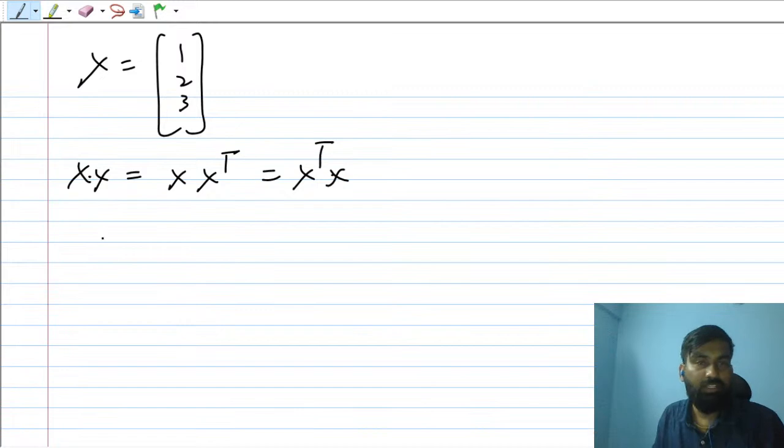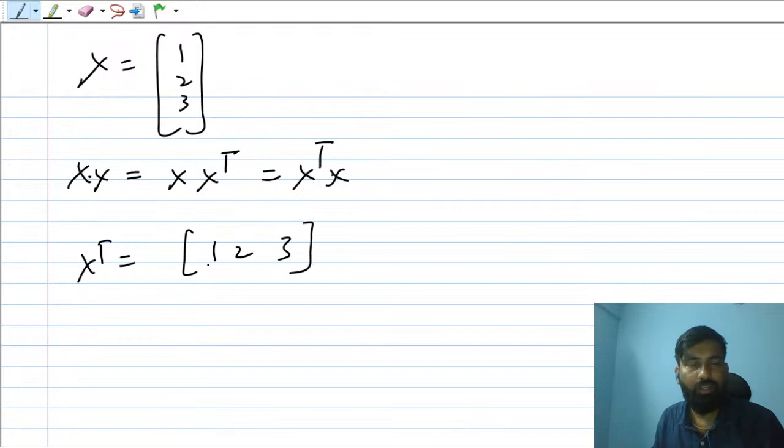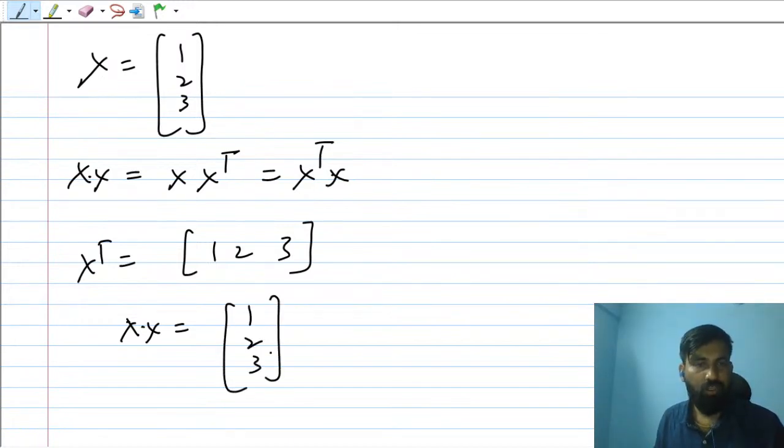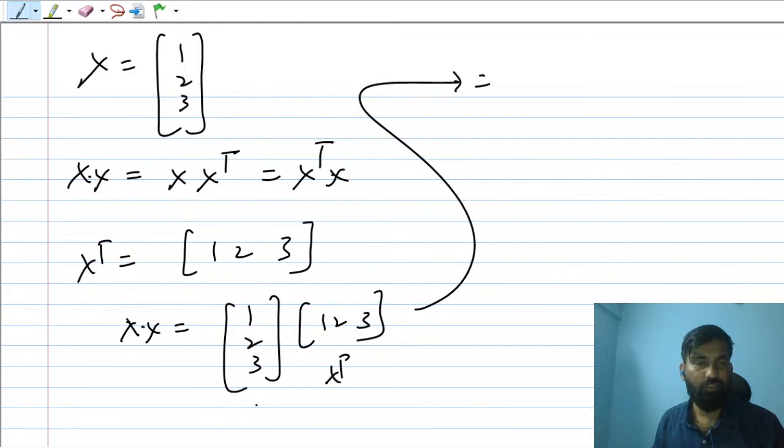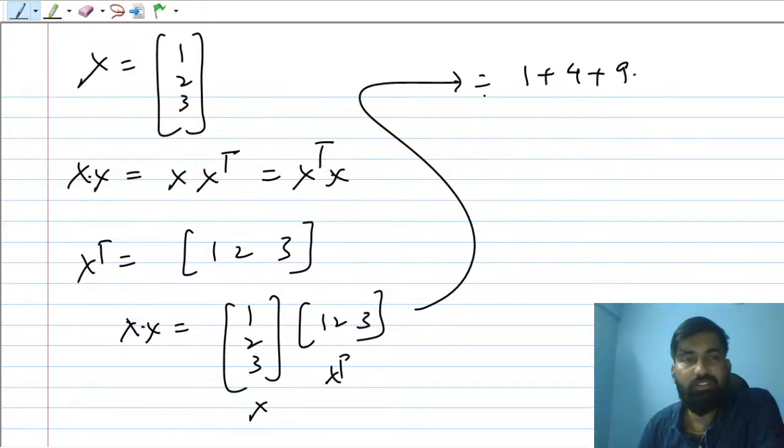Okay, so we can find quickly x transpose. So it will be 1 2 3. Okay, I hope this makes sense. So we can take x dot x we want to find. Or what you can do, you can do it component wise also, right? Multiplication. So it is 1 2 3, and this is 1 2 3. I'm just writing here because this is x transpose and this is x. So it's going to be 1 plus 4 plus 9. Okay, so this is going to be x dot x.